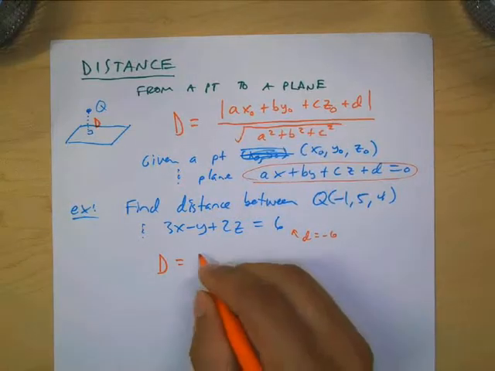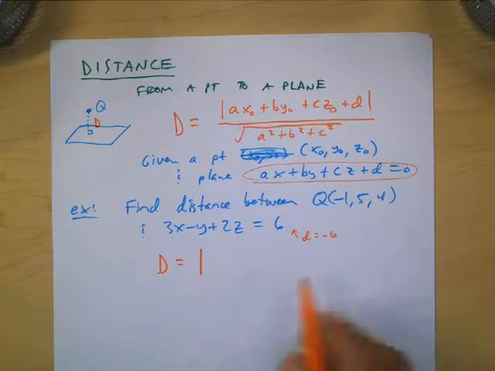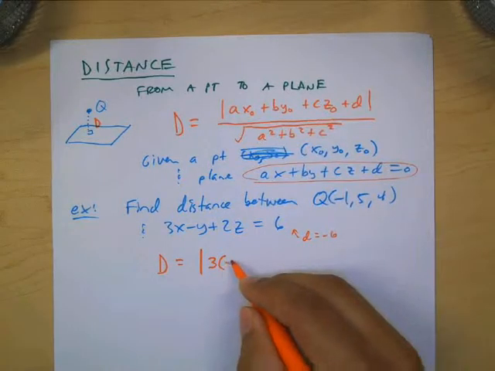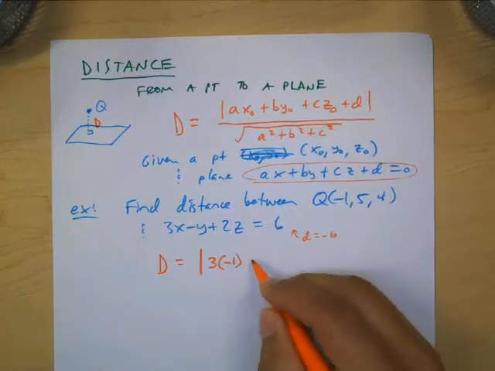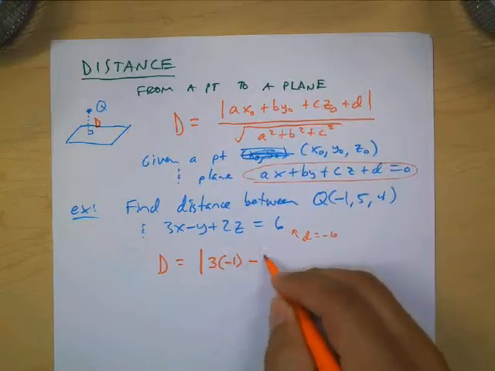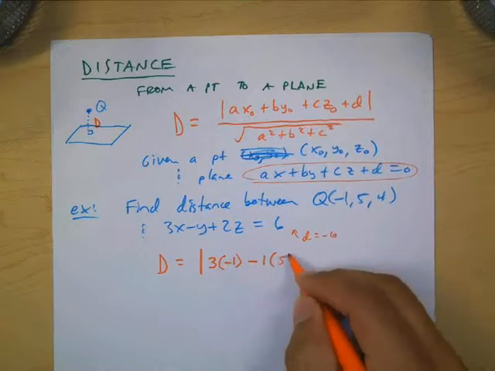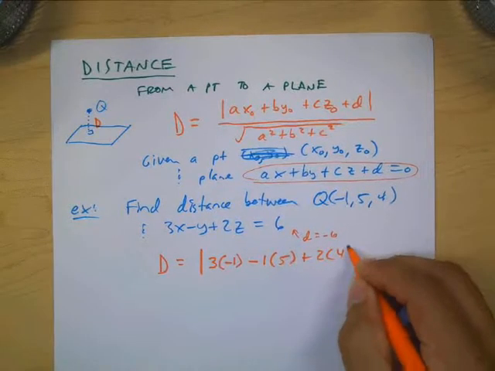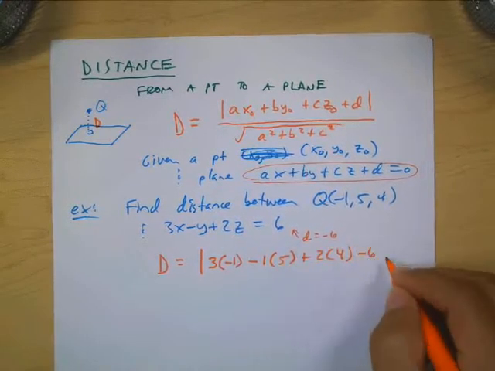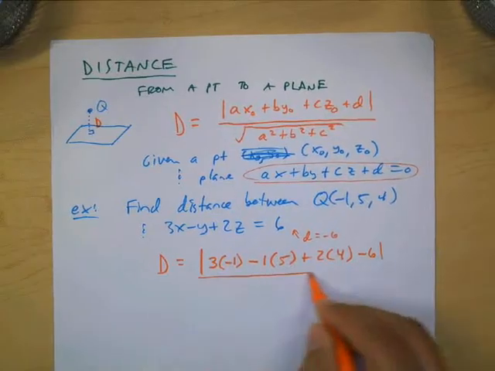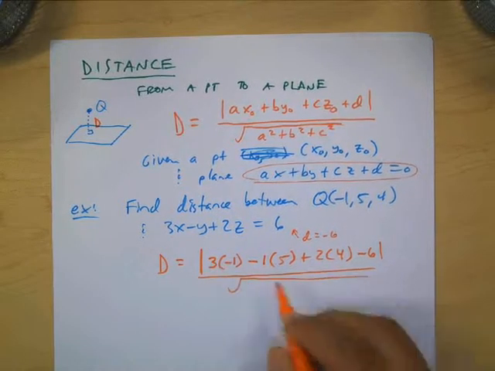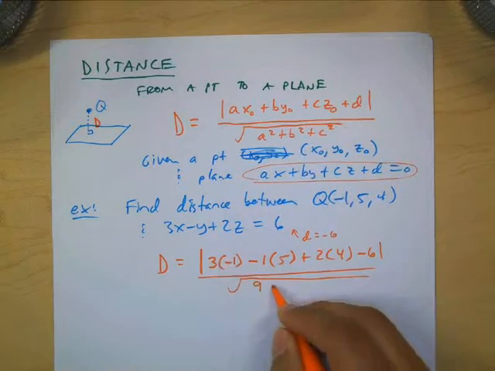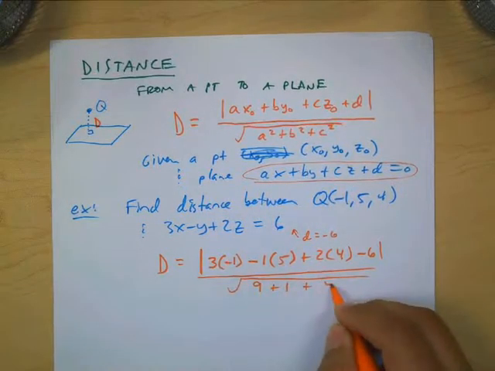So we do absolute value of a, which is 3, times the x coordinate -1, plus the b value, so -1 times the y coordinate, plus 2 times the z coordinate, plus the d value, so -6. And then that's all over the square root of a squared plus b squared plus c squared, so that'll be 9 plus 1 plus 4.